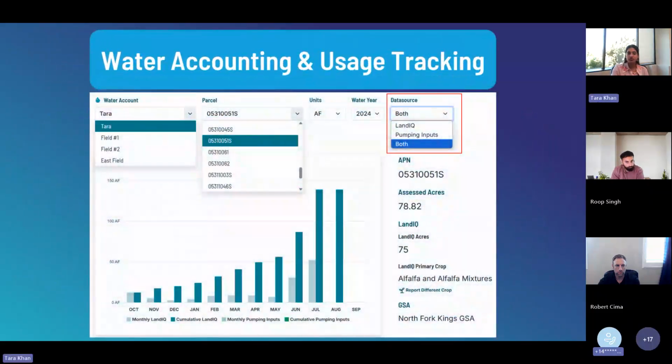Okay, moving into water accounting and usage tracking. Usage tracking is not necessarily a management action in itself, but more so it is data that becomes important for a variety of different management actions. So as I mentioned, almost any strategy to achieve sustainability and to remain in balance will require you to know the ins and outs of water.